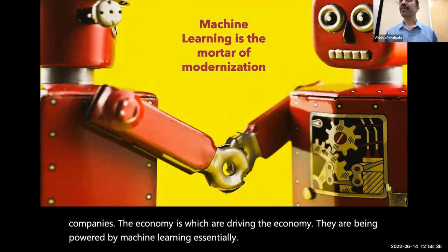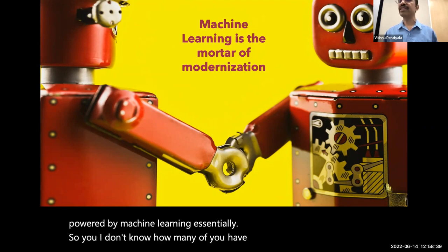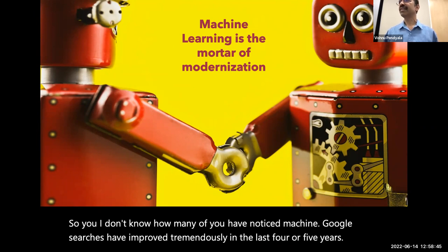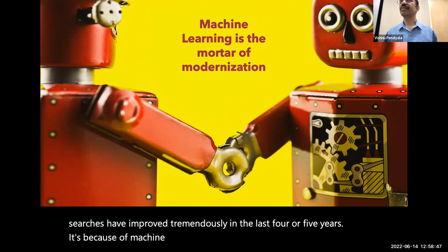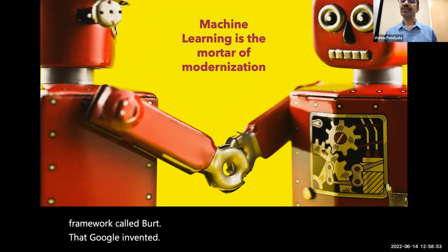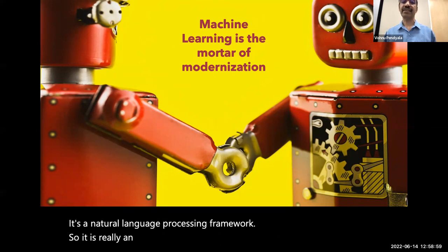So I don't know how many of you have noticed, Google searches have improved tremendously in the last 4 or 5 years. It's because of machine learning, a machine learning framework called BERT that Google invented. It's a natural language processing framework. So it is really an exciting time to be working in this area.